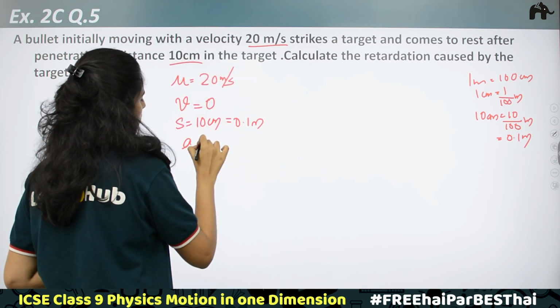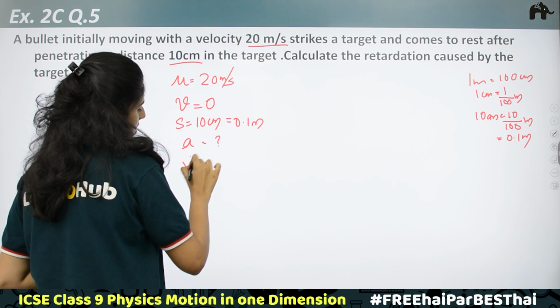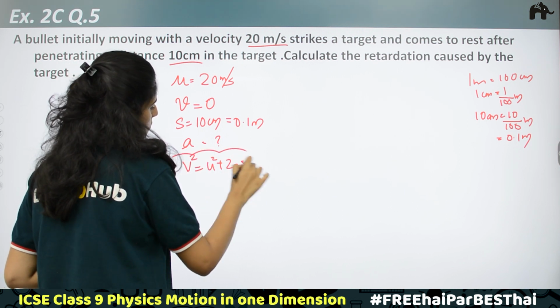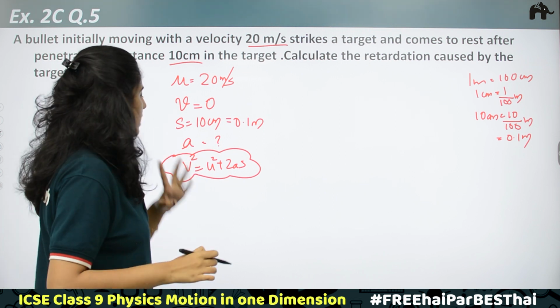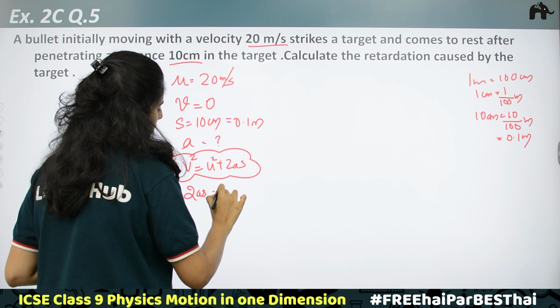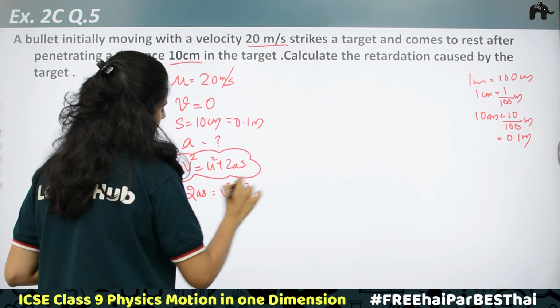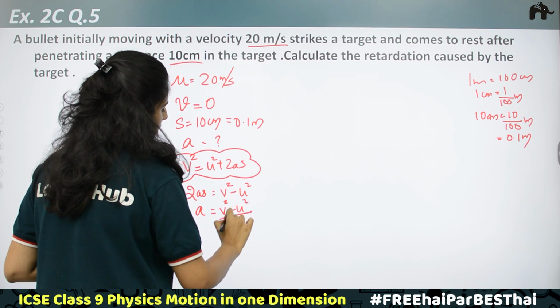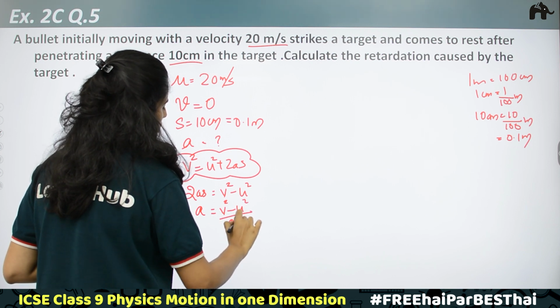We need to find what acceleration is. We have v square is equal to u square plus 2as, third equation of motion. So using this, you are going to find what the value of a is. So we have 2as is equal to v square minus u square, and a will be equal to v square minus u square divided by 2 into s.